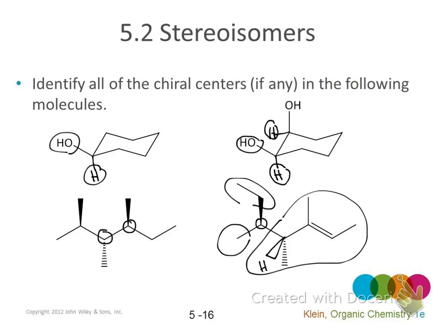What about this one? They drew it like it was chiral. Chiral, not chiral? Not chiral. Why not? Two methyl groups. As long as you have two groups that are the same, it's not chiral. And always superimpose it on its mirror image. You should build models.